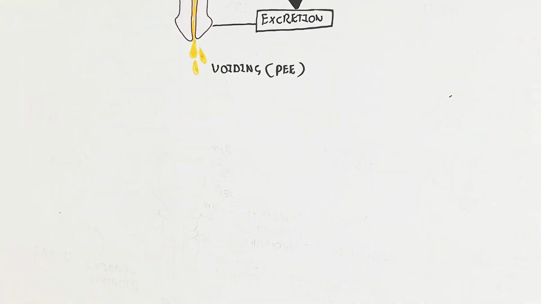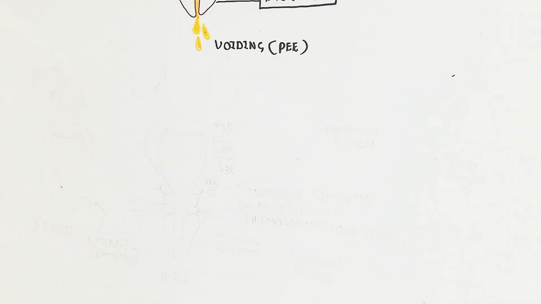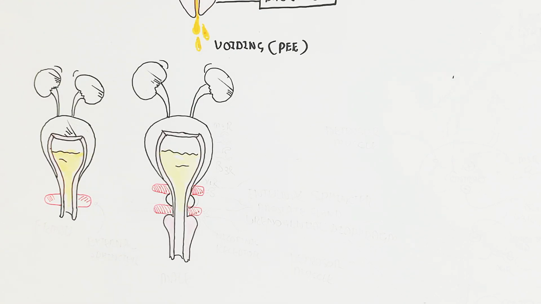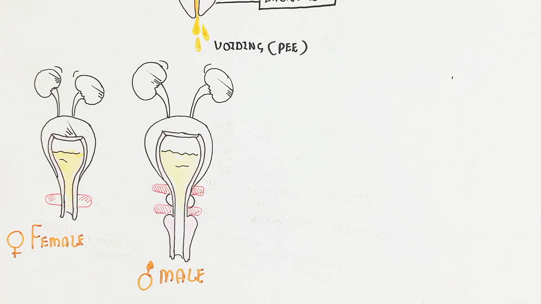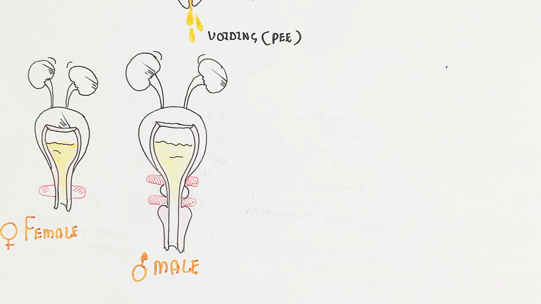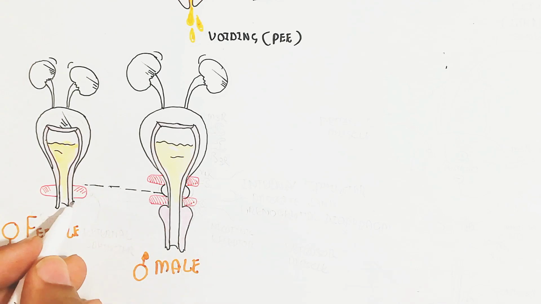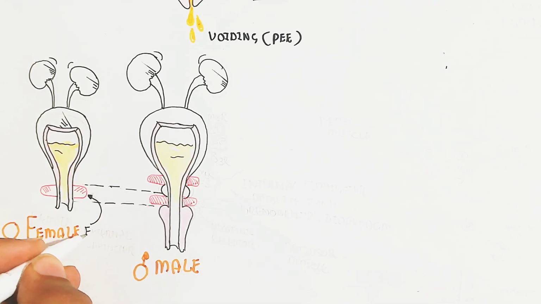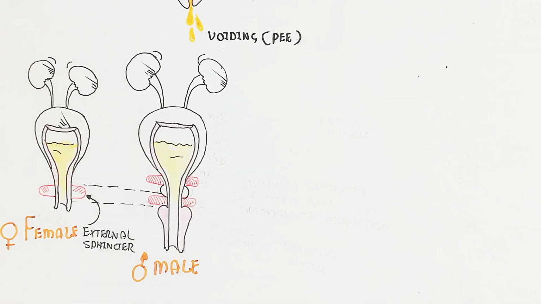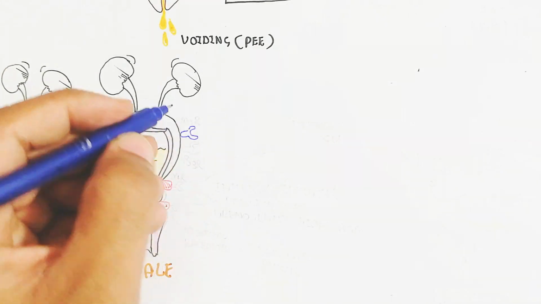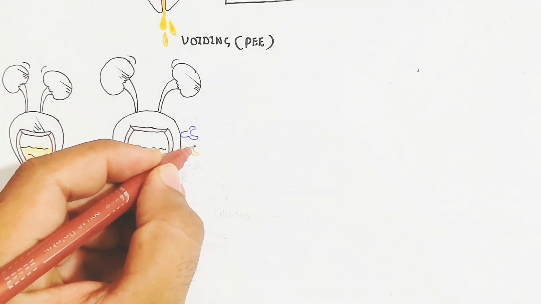Let's understand the female and male urinary systems. The female is different and shorter than the male. So remember, the female contains only the external sphincter muscle but not the internal sphincter muscle. On the other hand, the shorter female urethra is responsible for infection more quickly as compared to the male urinary tract. So this is the male. We will focus on the male excretory system.